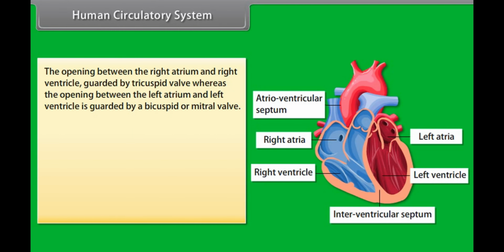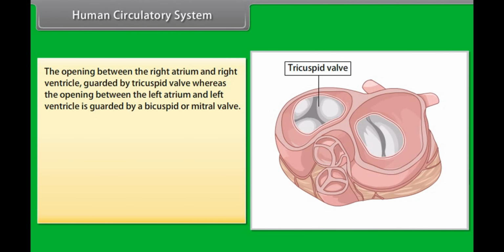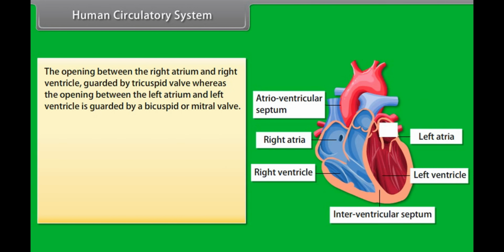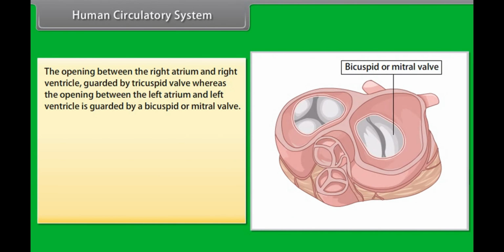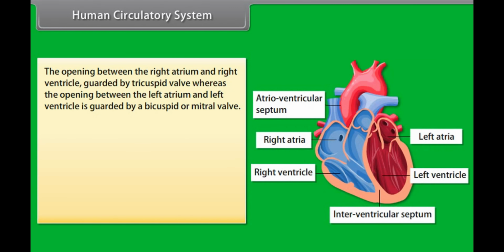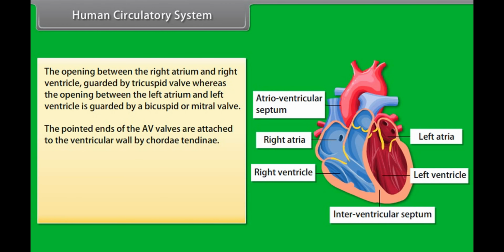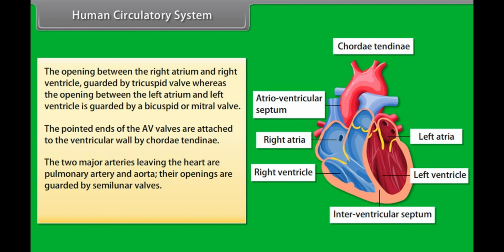The opening between the right atrium and right ventricle is guarded by the tricuspid valve, whereas the opening between the left atrium and left ventricle is guarded by the bicuspid or mitral valve. The pointed ends of the AV valves are attached to the ventricular wall by chordae tendineae. The 2 major arteries leaving the heart are the pulmonary artery and the aorta. Their openings are guarded by semilunar valves.